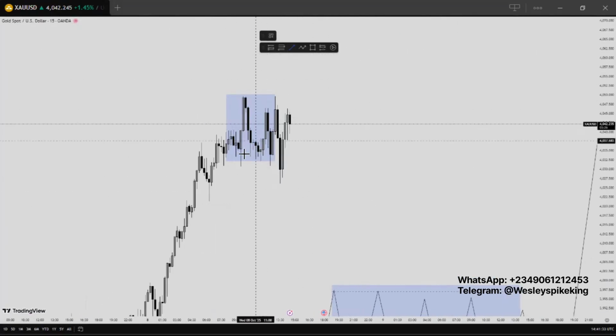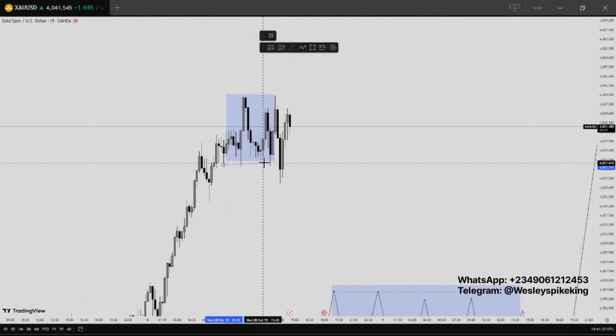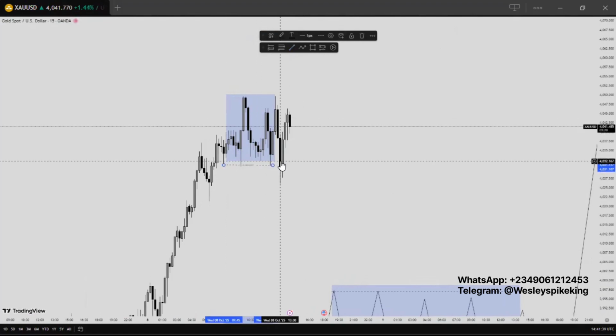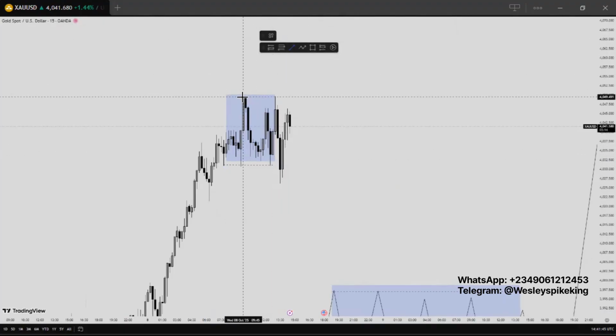Now, take a good look at this. You see this, which you can also refer to as equal low liquidity. Now, you see that. You see the top here.